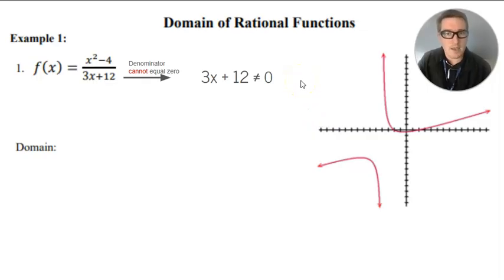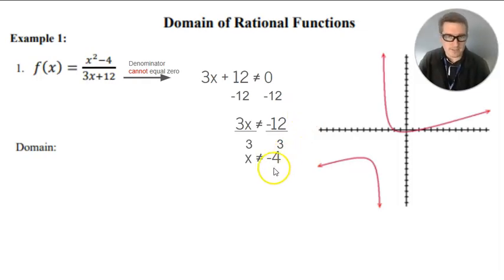Let's solve for x. I'm going to subtract 12 on both sides. We're just using normal algebraic processes. And that gives me that 3x cannot equal -12. I'm going to divide 3 on both sides. And -12 divided by 3 is -4. So now that we know that x cannot equal -4, it explains why my graph skips -4 and there's a major change that occurs there.